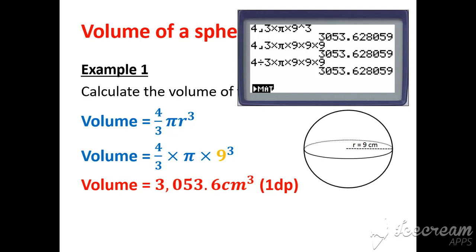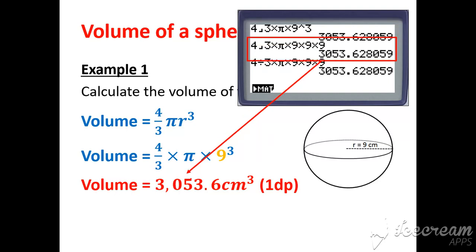Now, there's several ways that you can type this into your calculator. Let's see if you can follow along. The first way is if you know how to use your fraction button on the calculator. If you didn't know your calculator had a fraction button, go back and look at the number section or talk to your teacher. So you can go 4 fraction 3 times that number pi times 9 to the power of 3. That'll give you the correct answer.